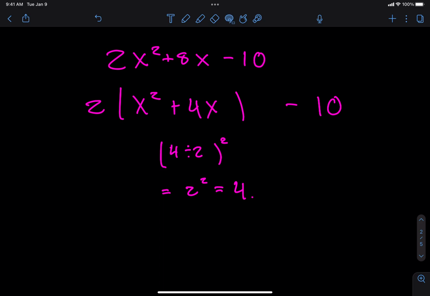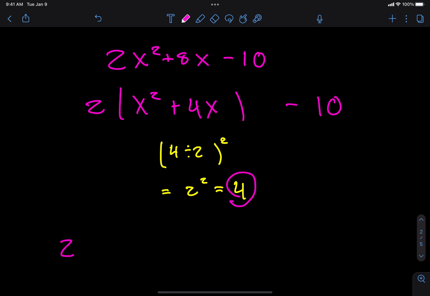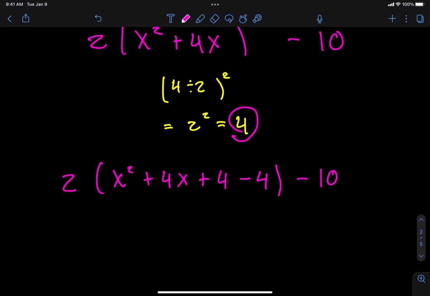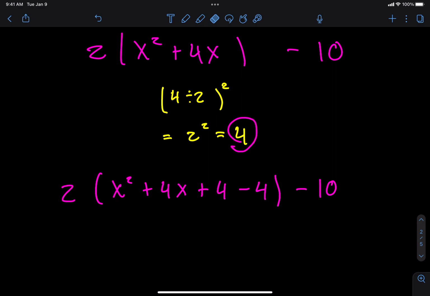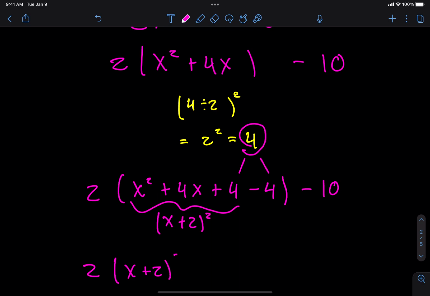Yes? Let me make that a different color. So I'm going to take that number, and I'm going to add it and also subtract it. This number went here and here. So it's the exact same as when we did it for circles. We take that middle number, divide by 2, and square it. We add that number and subtract it. Now, this whole thing is what? It's x plus 2 squared. So this is 2 times x plus 2 quantity squared.